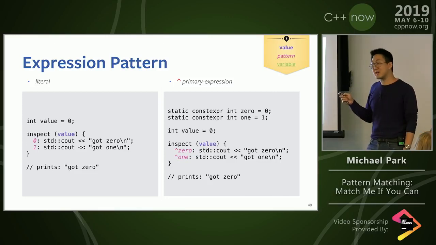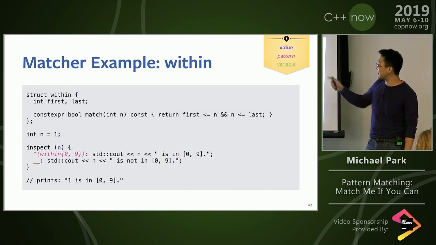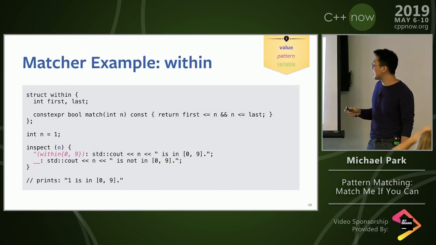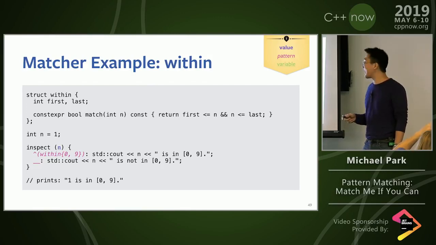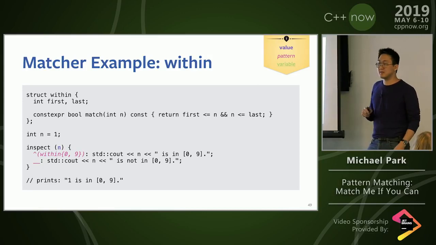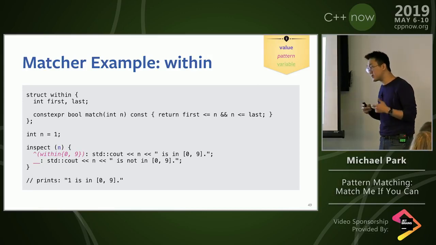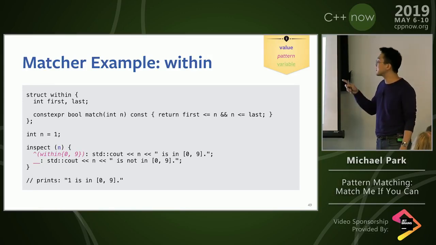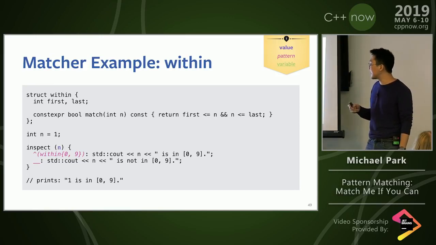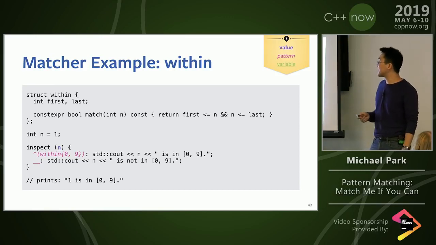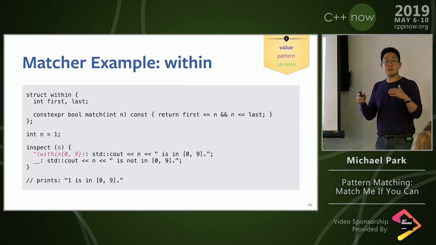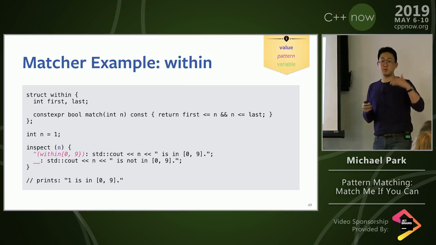what I suspect is that people will write types like this within here and give it an operator equal for int and within. And so the within here is intended to capture a range. So we take two values, first and last, 0 and 9, for example, and we're saying, I want this pattern to match if the integer that I'm looking at is between 0 and 9.